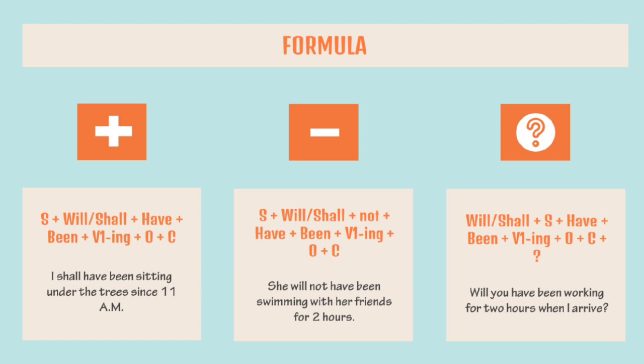For a negative sentence, we can use subject plus will or shall plus not plus have plus been plus verb 1 plus ing plus object plus complement. Example, she will not have been swimming with her friends for 2 hours. And for an interrogative sentence, we can use will or shall plus subject plus have plus been plus verb 1 plus ing plus object plus complement, and don't forget the question mark. Example, will you have been working for 2 hours when I arrive?